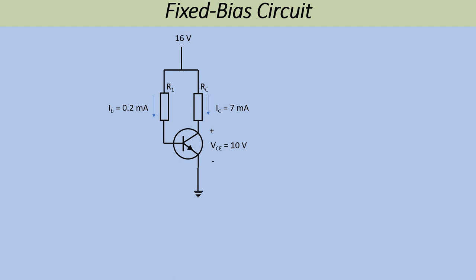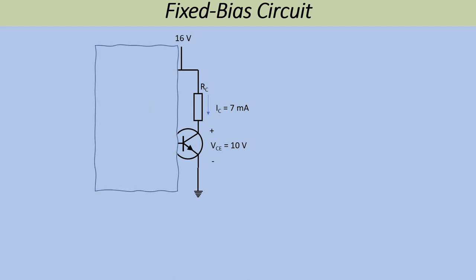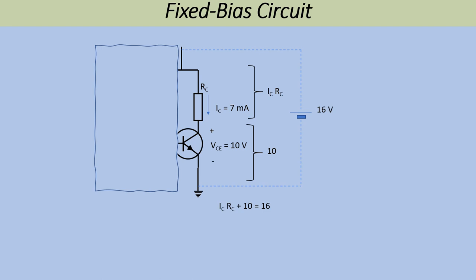Right, so to tackle the problem of calculating these resistors, it's best to ignore one side of the circuit. I'm ignoring the base side of the circuit and just looking at the collector. Essentially I've got a 16 volt supply connected through the resistor RC and through the transistor. Now, using Kirchhoff's law, we know that 16 volts must be equal to the voltage dropped across the resistor RC plus the voltage dropped between the collector and the emitter.